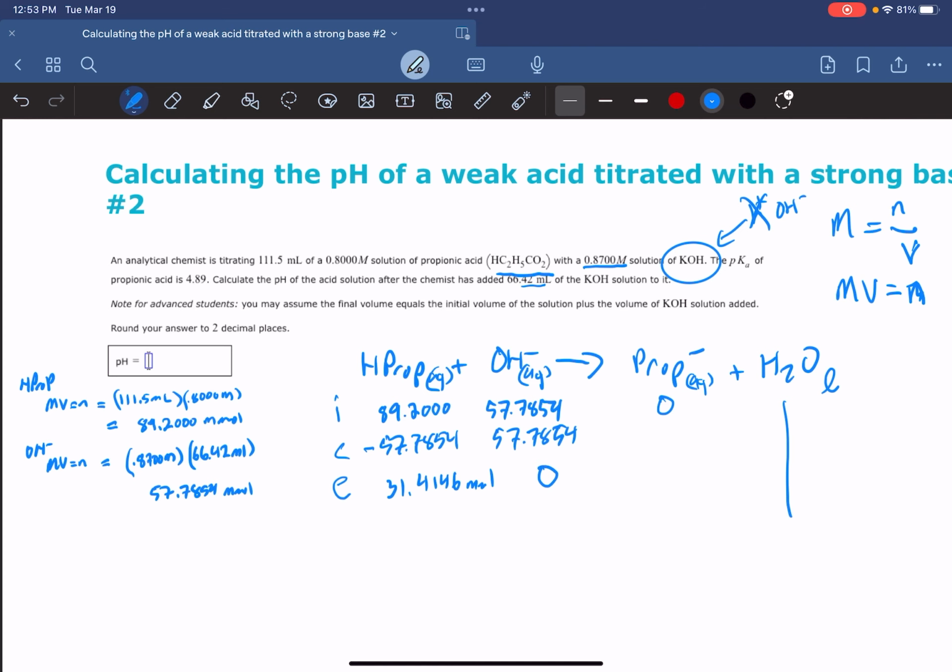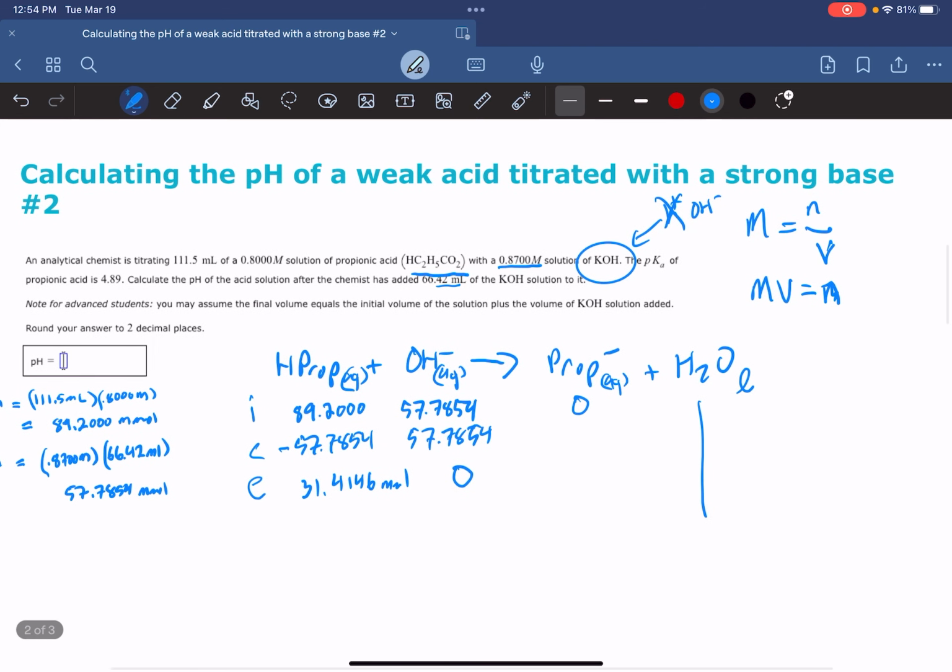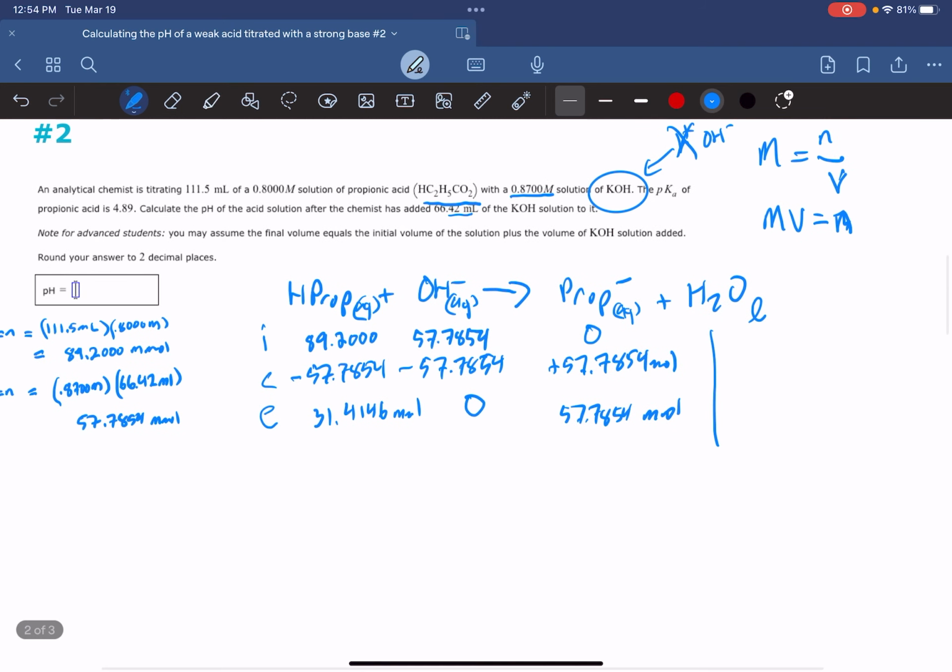And here's what's really interesting. Over here, we were losing the 57.7 and the 57.7, but over here, we're gaining the 57.7854 millimoles because this is on the product side. So when we do that, at the end, we're going to end up with 57.7854 millimoles of not only our acid, but now we have the same thing of our conjugate base. Now, this is a different beast altogether because we have millimoles over here and we have millimoles over here.